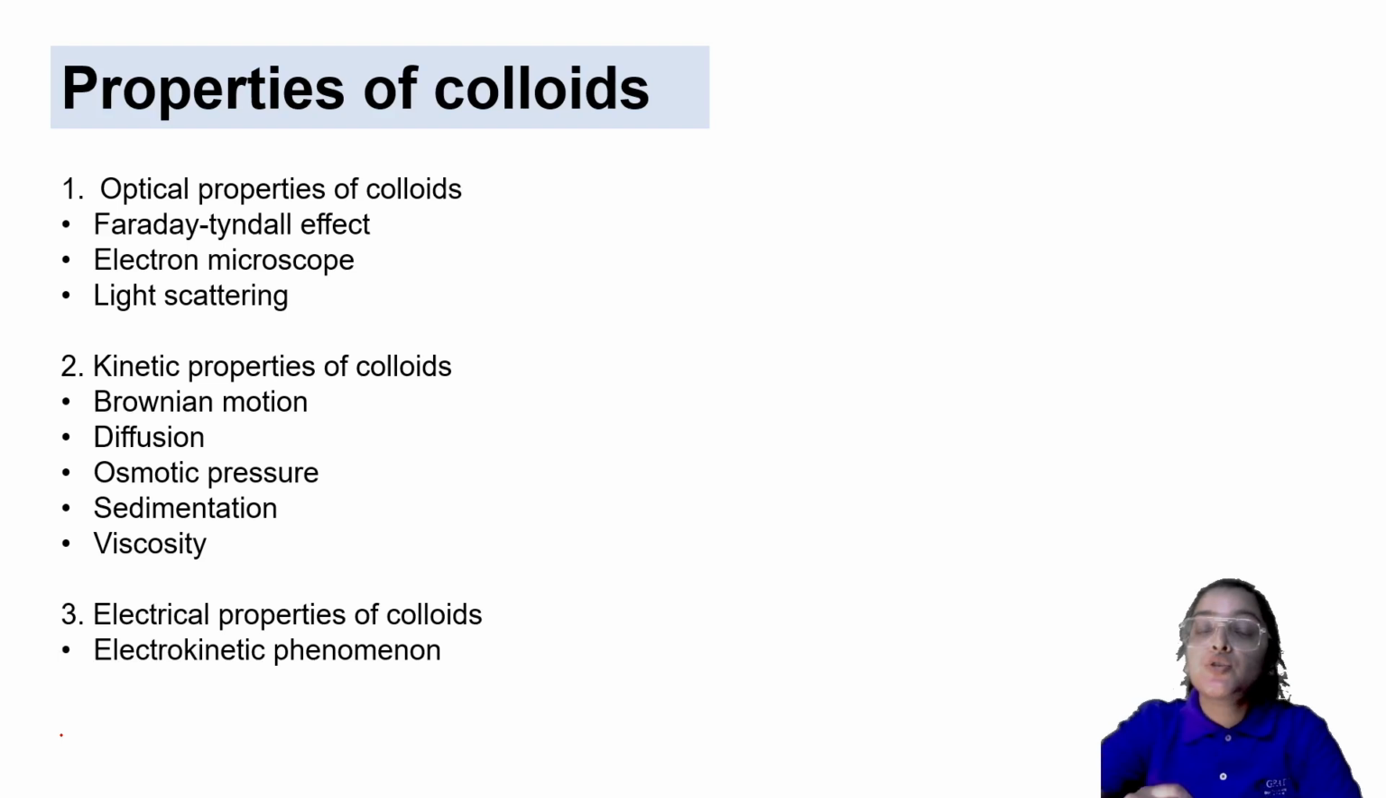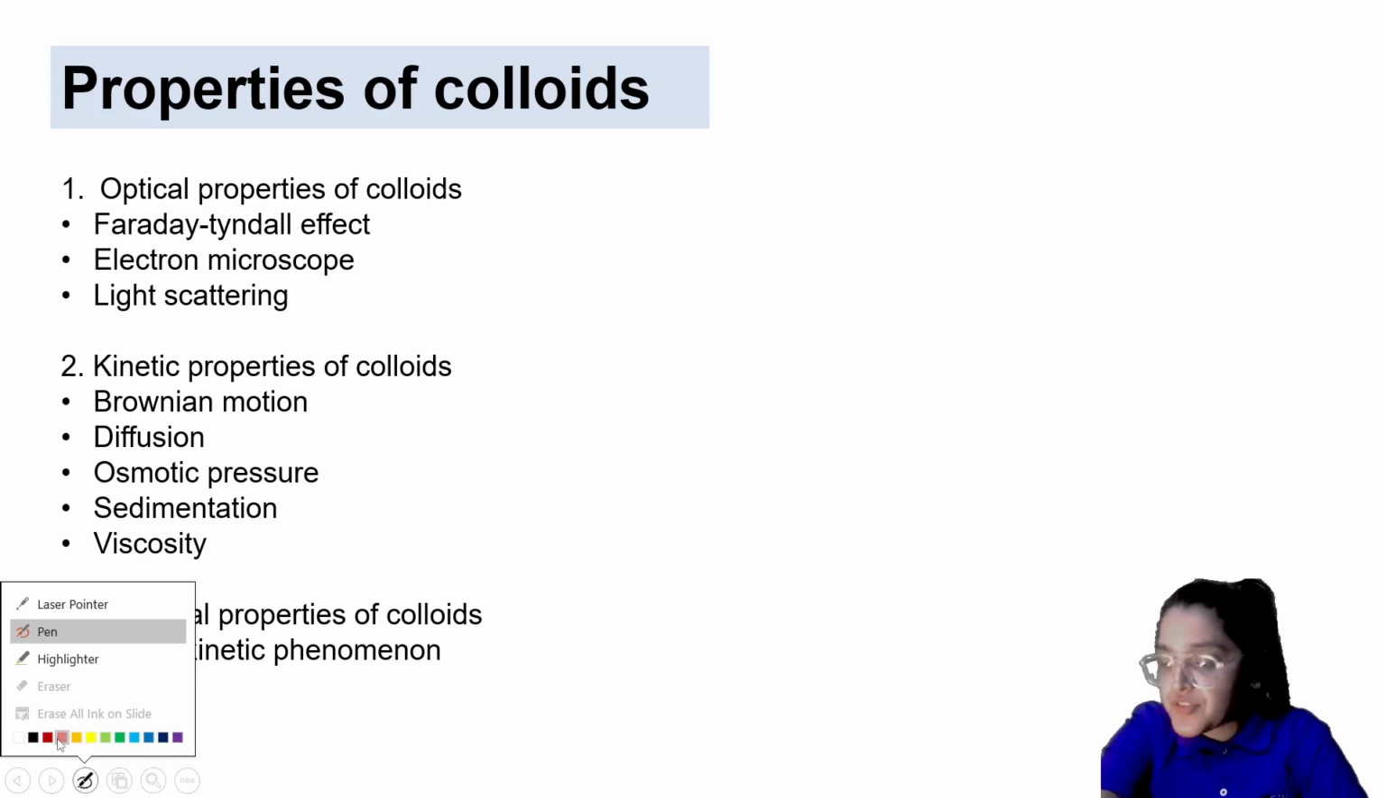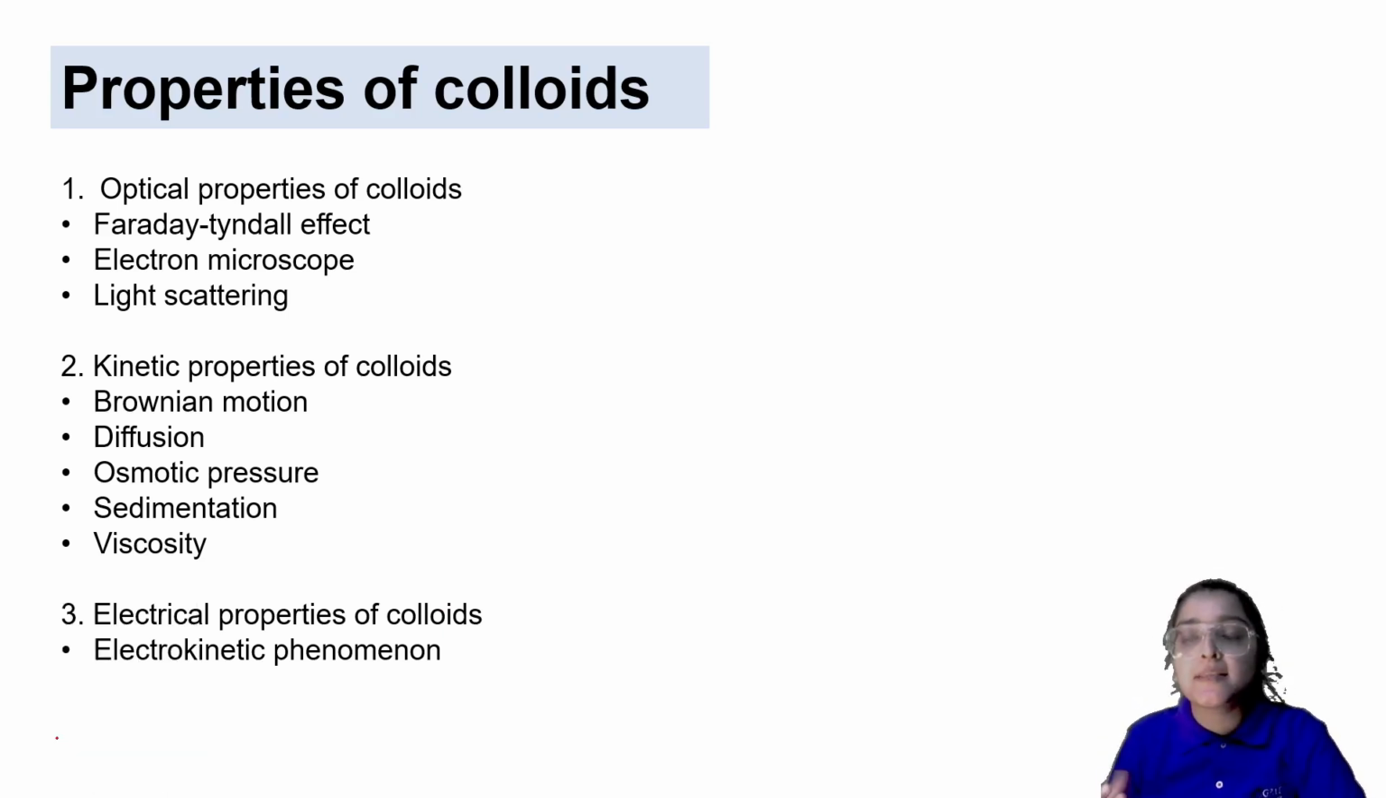So the properties of colloids here can be divided into the optical properties of colloids, the kinetic properties of colloids, and the electrical properties of colloids. All these properties are really important. Other than these, there are a few other properties which are based on the physical nature, the physical properties, the heterogeneity of the colloidal molecules. So I am going to discuss a little about them in brief.